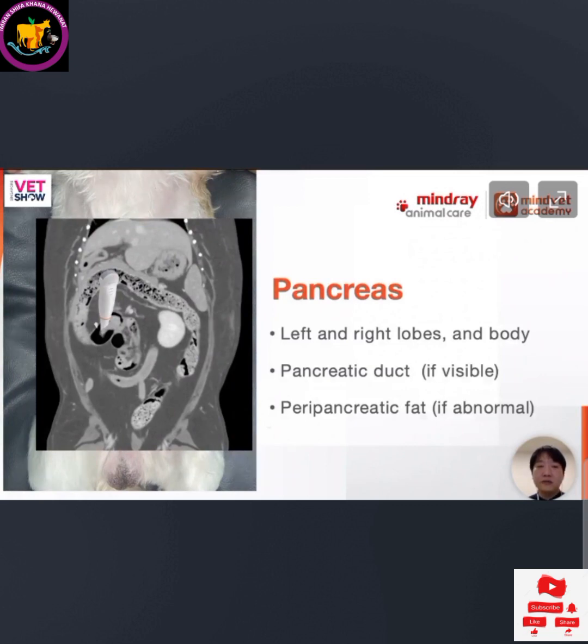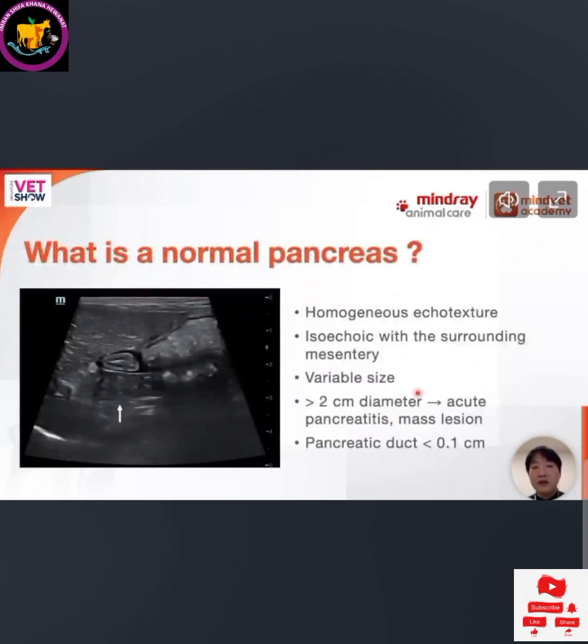What is a normal pancreas? A normal pancreas should have a homogeneous echotexture and be isoechoic with the surrounding fat. This is why it can be difficult to detect if the image resolution is inadequate. The size of the pancreas is variable, but it should be less than 2 cm. If it is bigger than 2 cm, acute pancreatitis or any mass lesion should be considered. Additionally, the pancreatic duct should be less than 0.1 cm.